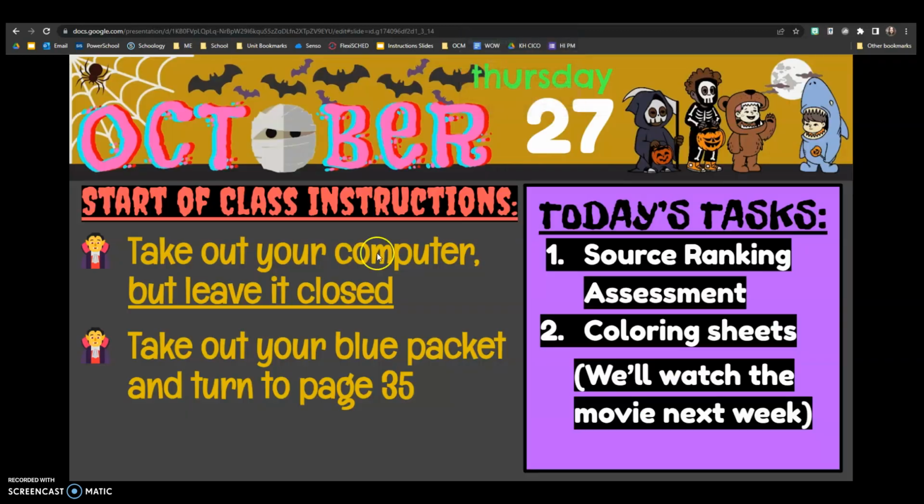In order for us to do that, the first thing I need you to do is to make sure that your computer is out. Obviously, you're not going to leave it closed because you're probably watching this on your computer. And then I need you to take out your blue packet and turn to page 35.